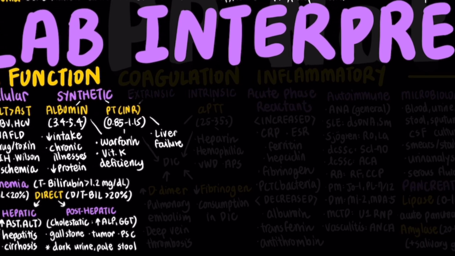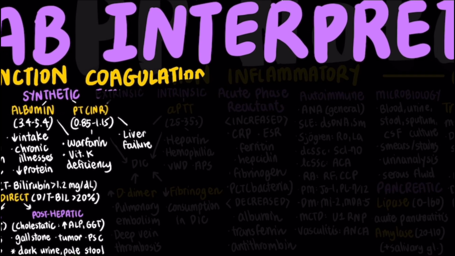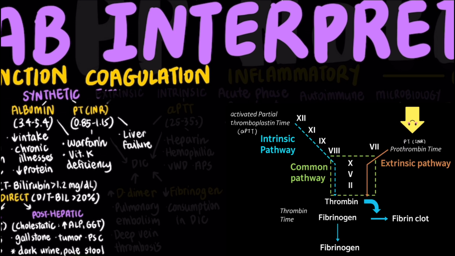Now that we've covered PT and INR as part of the liver's synthetic function, let's look at the broader coagulation panel, which gives us more information about how the body handles clot formation and breakdown. In addition to PT-INR, we assess the APTT, which stands for Activated Partial Thromboplastin Time, for the intrinsic pathway.